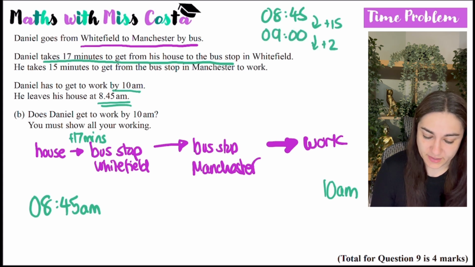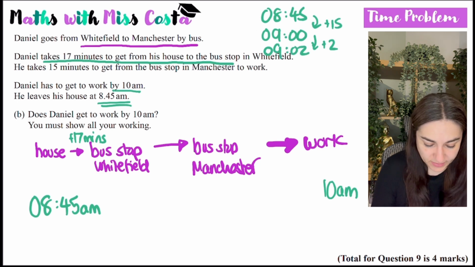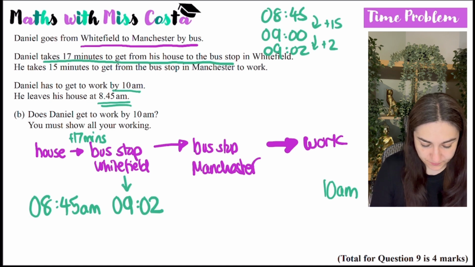And then 15 plus 2 gives you 17. So that's going to be 9:02. So he'll arrive at the bus stop in Whitefield at 9:02. Now what we need to do: he leaves his house at 8:45, arrives at the bus stop at 9:02.